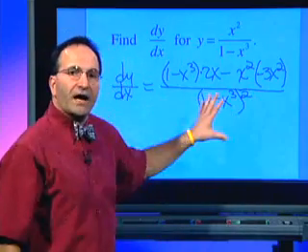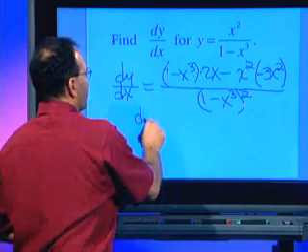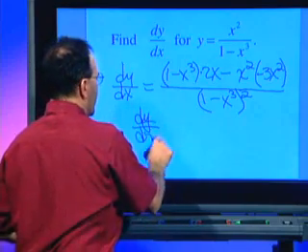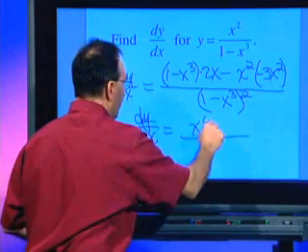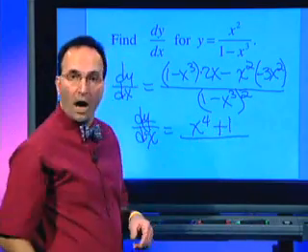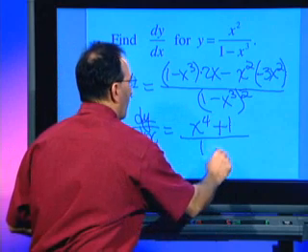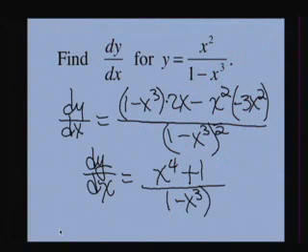If you simplify all that down, you'll find that the derivative dy dx is equal to x to the fourth plus 1 all over 1 minus x cubed squared. And that's your derivative via the quotient rule.